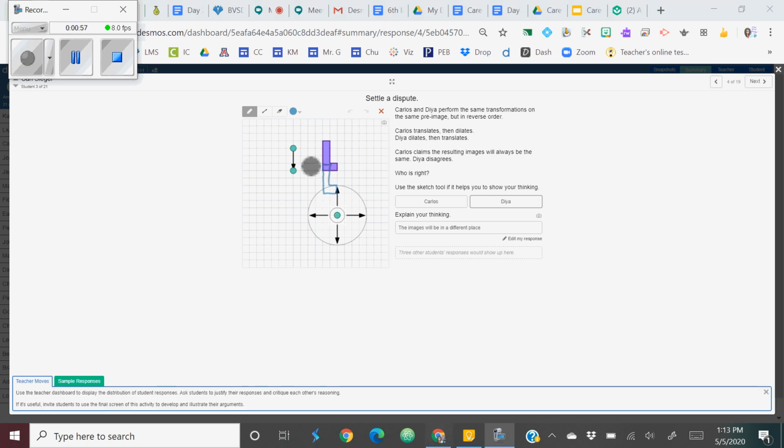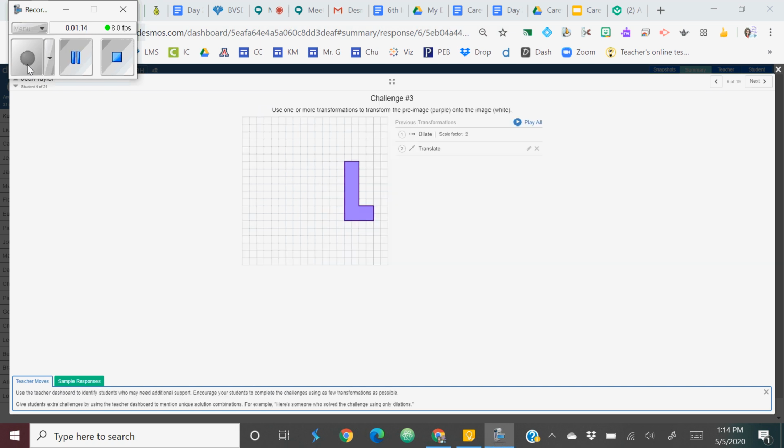On this next one, there's not really an animation, but Dia is correct. And the way I did it was I just kind of played around with it. It seemed like most everybody was comfortable with that one. And this is challenge 3, which would have been slides 5 and 6.